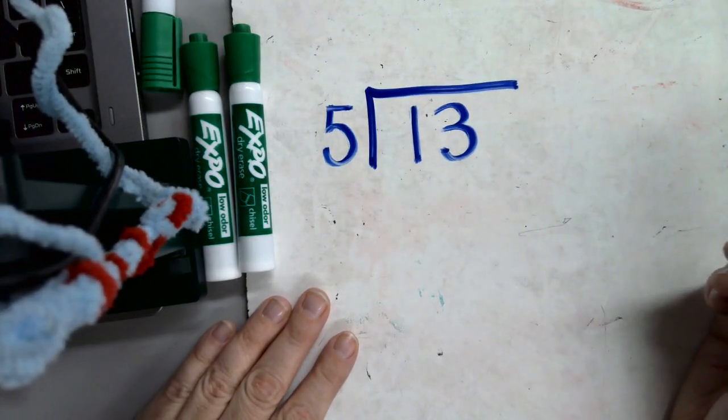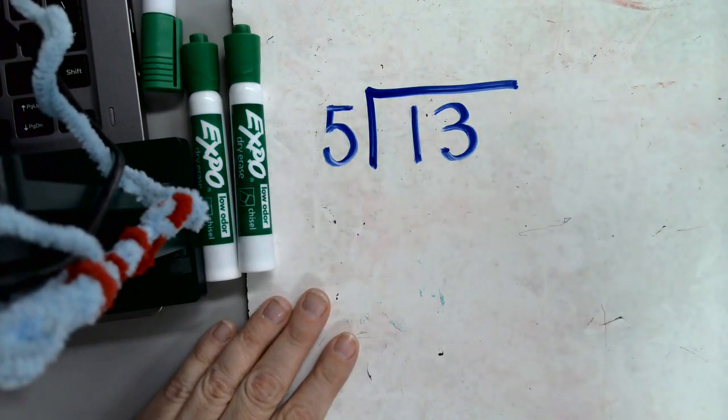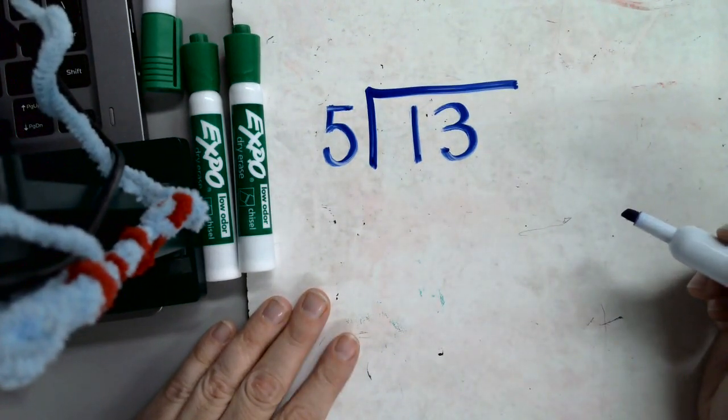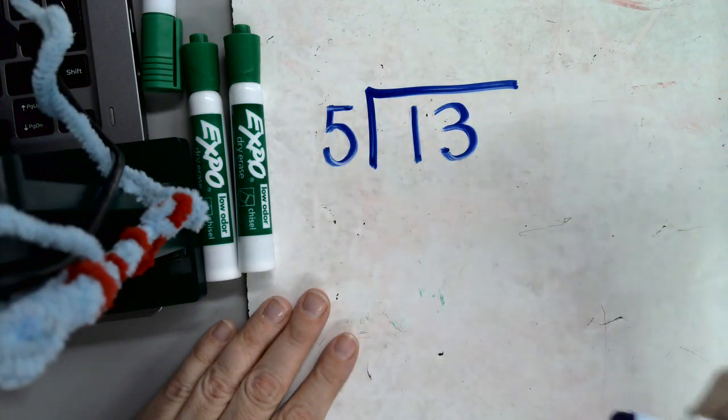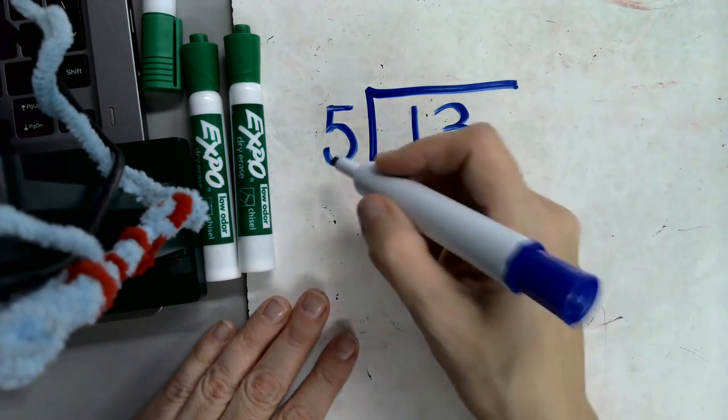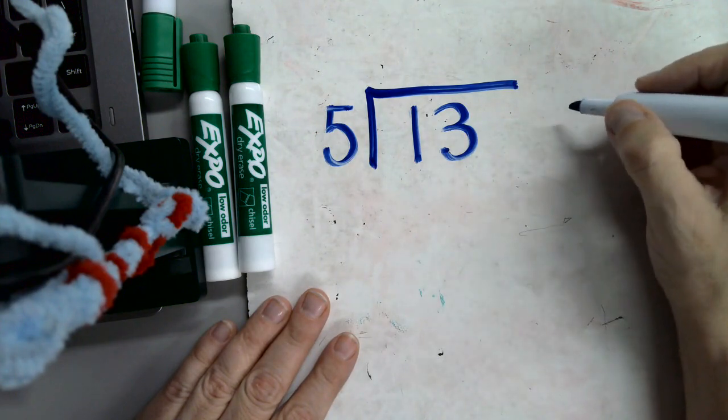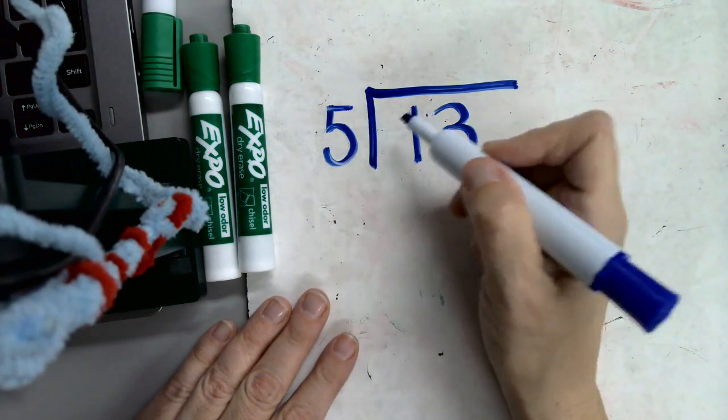Now in fourth grade, when we start to divide, the first thing we do is look over here at our divisor and think, what are some of the multiples of this number? So the multiples are this number times another number.